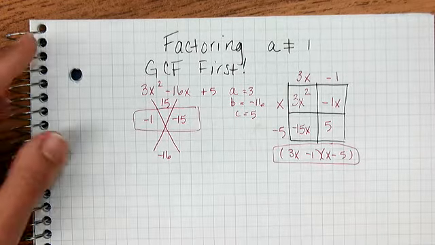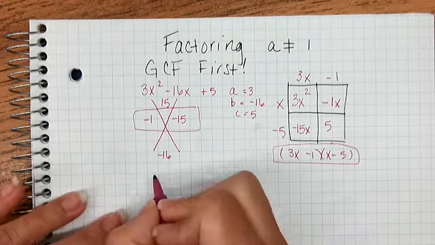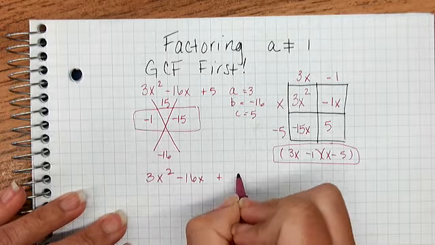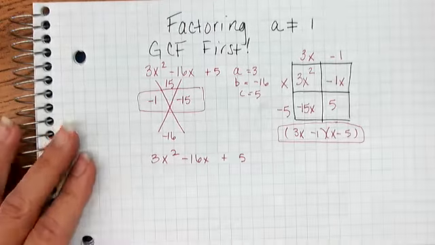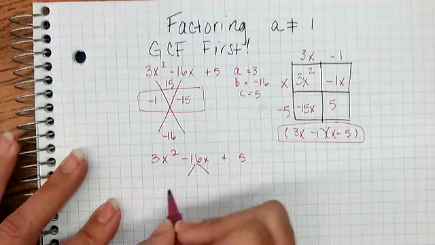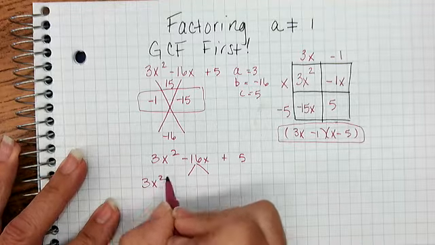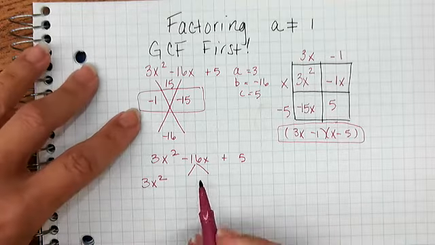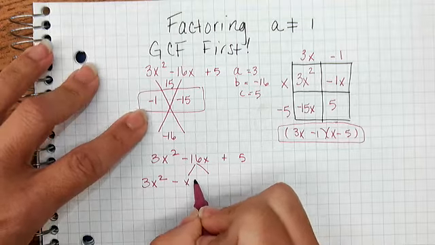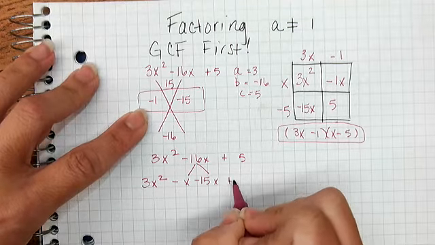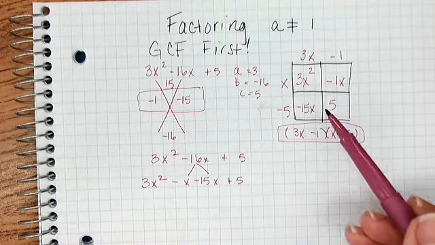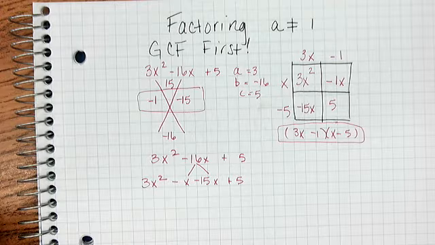Another method you may have learned is called splitting the middle term or grouping. So I'm going to split the middle: 3x squared, negative 1x, negative 15x, plus 5. Essentially I'm doing the box, but I'm doing it in a row. So you'll notice essentially this is the same as the box. Grouping is going to be a super, super helpful method as you go through your factoring life.